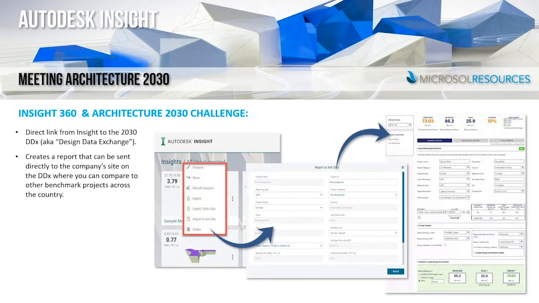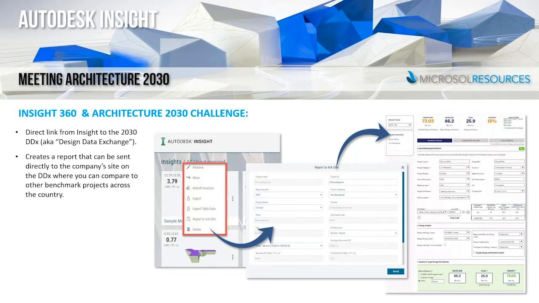So how do we actually use Insight to help with the 2030 Challenge? There's a direct link from the model to the 2030 DDX, which stands for Design Data Exchange. It creates a report that can be sent directly to the company's site on DDX, where you can compare to other benchmark projects across the entire country. This allows you to pull the report at more frequent intervals through the design process.